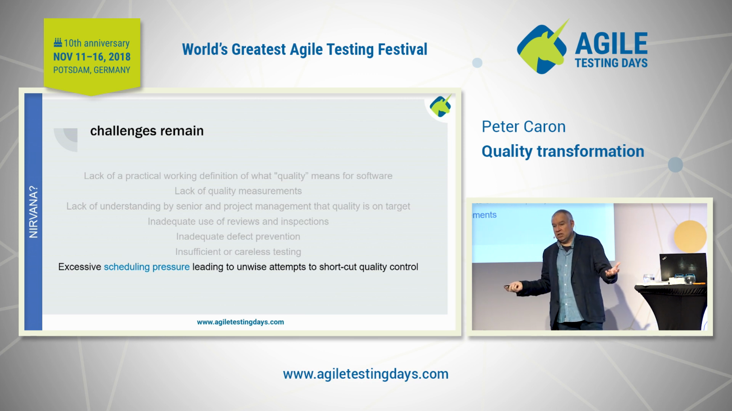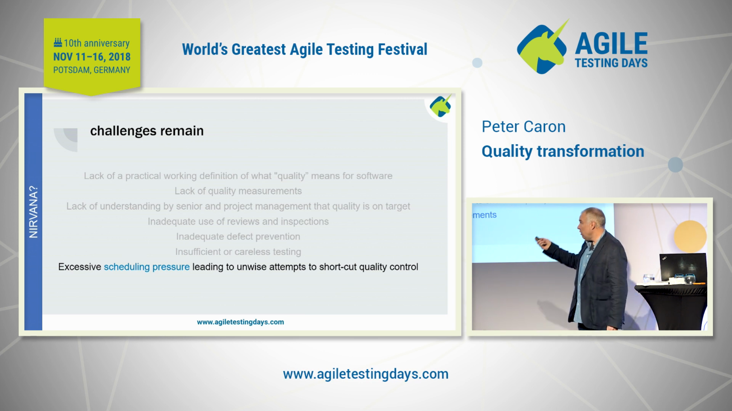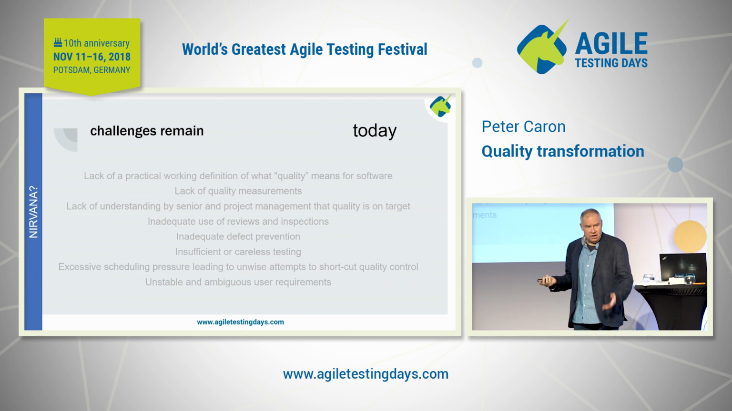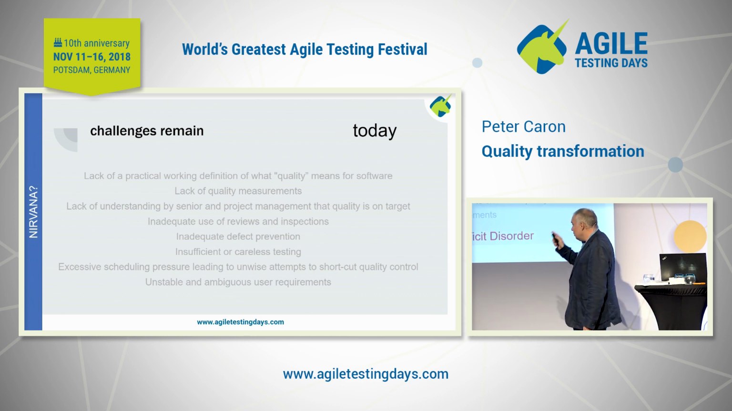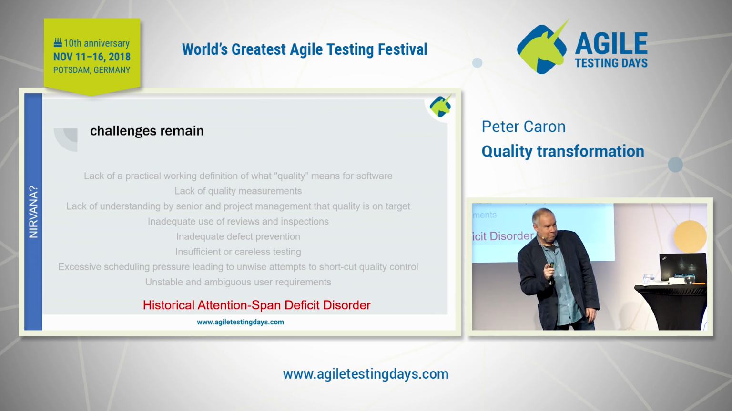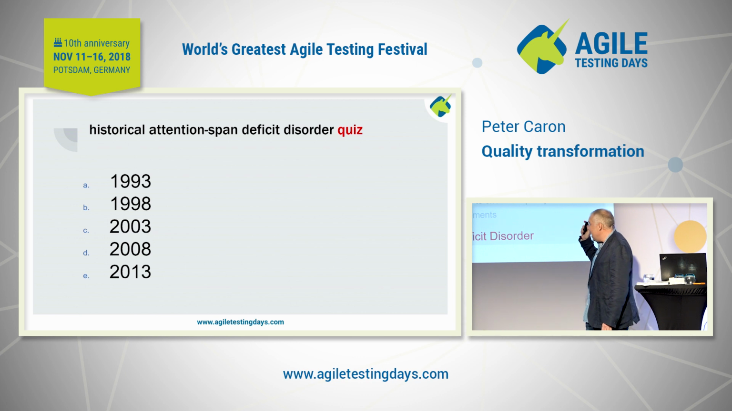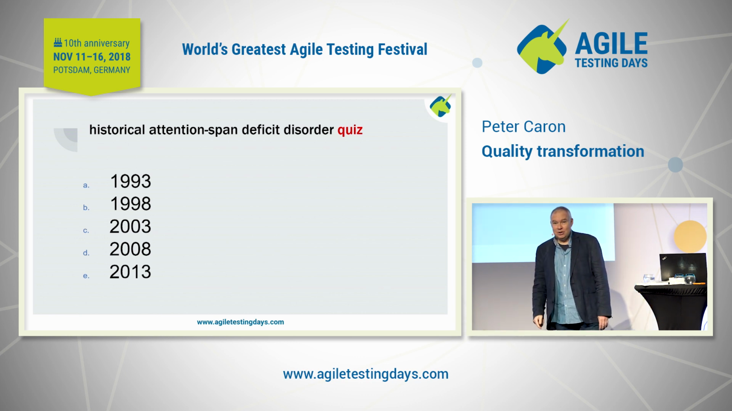Now, is there any one of those things, including this last one, unstable or ambiguous user requirements, that you have not seen recently? Is there any one? Are those valid today? I think most people can agree that those are valid. Okay. I call this, however, historical attention span deficit disorder. Okay? That's actually a real term, but this is what this is. And here's your quiz. In what year were all 8 of those points written?